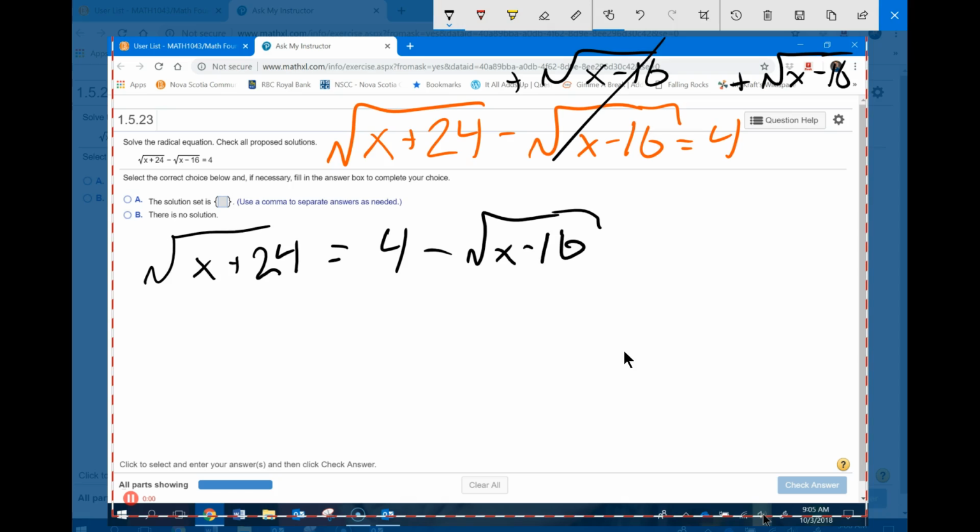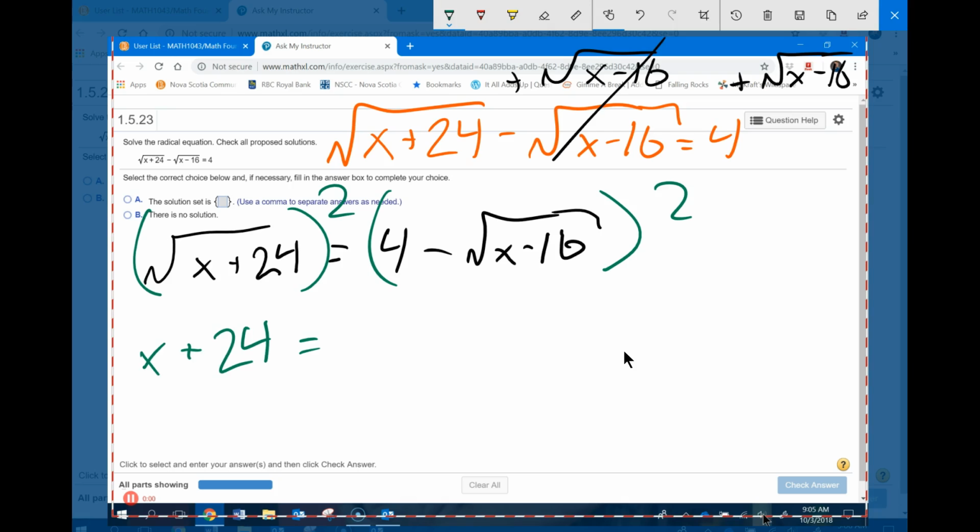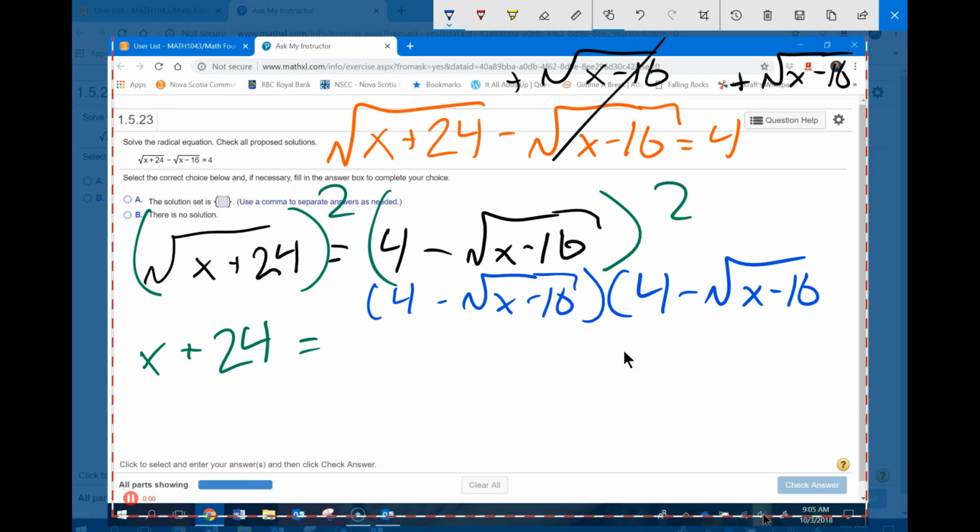Okay, so step one, we always want to isolate one radical, then we can square both sides. So over here we're going to get x plus 24, that just cancels the radical symbol. And over here now, we're going to have to FOIL this out. So remember, we got to write it twice, right? This is 4 minus root x minus 16, and then the same thing again. And we're going to FOIL this.